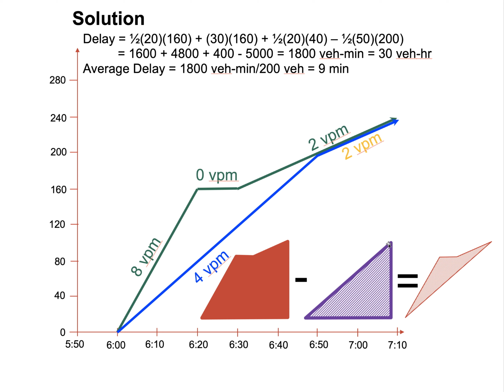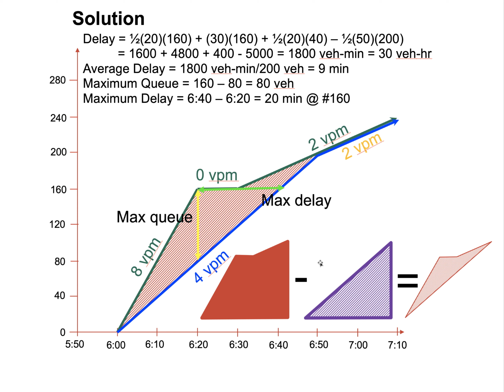And then we subtract the area of the purple triangle, which is 1/2, and the base is 50 minutes, from 6 o'clock to 6:50, and the height is 200, because by 6:50, a total of 200 vehicles have arrived and departed. So the total area, the shaded red area, is 1,800 vehicle minutes, and you can convert that to 30 vehicle hours because there are 60 minutes per hour. And we can calculate the average delay because of the 200 vehicles, each one experiences an average of 9 minutes of delay. And then there are a couple more things that we can calculate here.